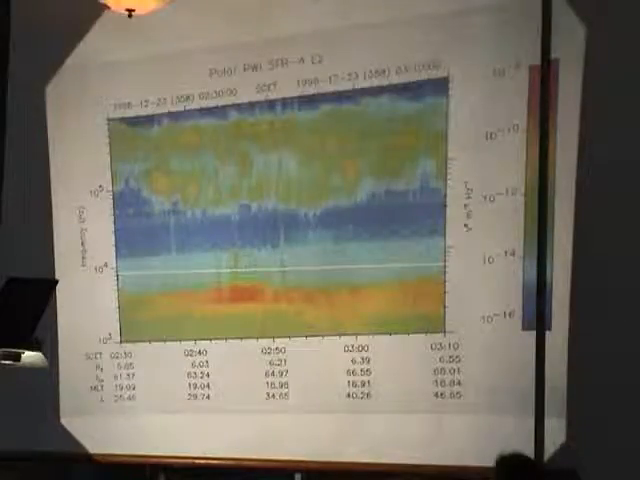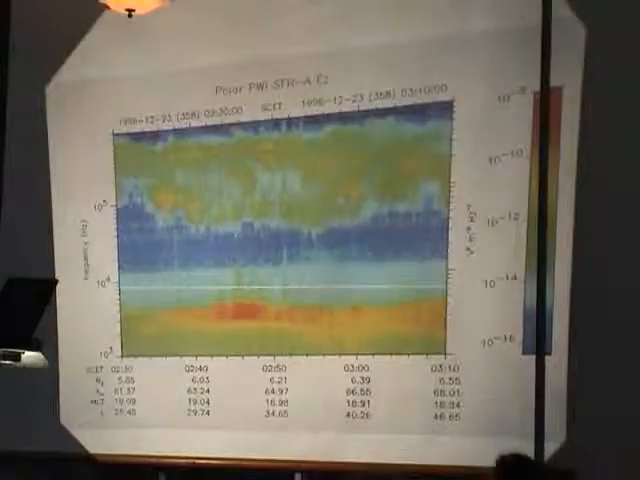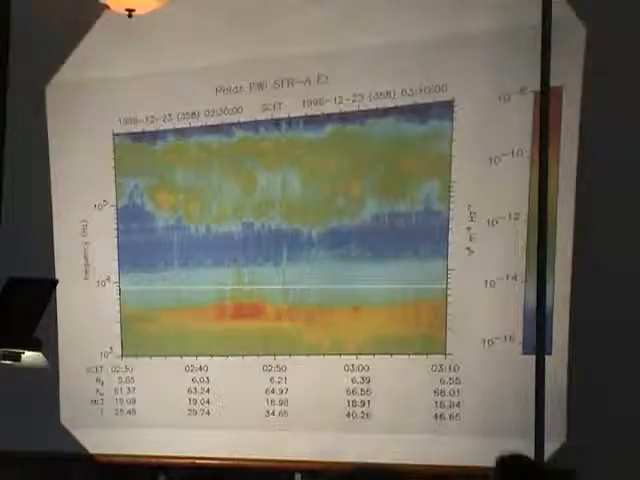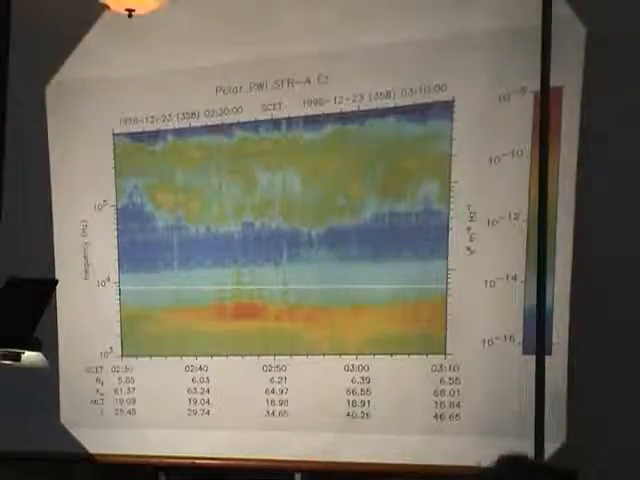So what is the color? It's the intensity of the emission, the spectral density in power units. Is that from space actually? This is a space-based measurement by a satellite which orbits the Earth with a non-directing dipole antenna, so it integrates all radio emissions.